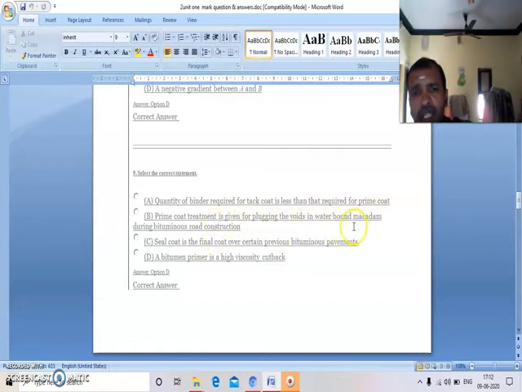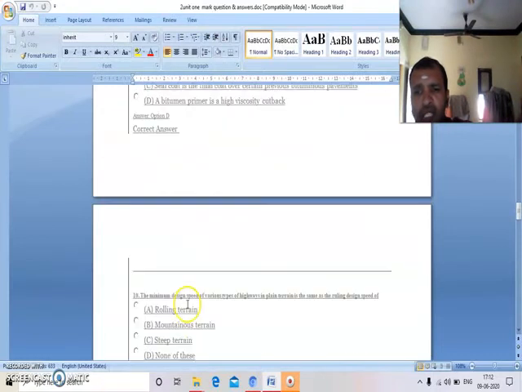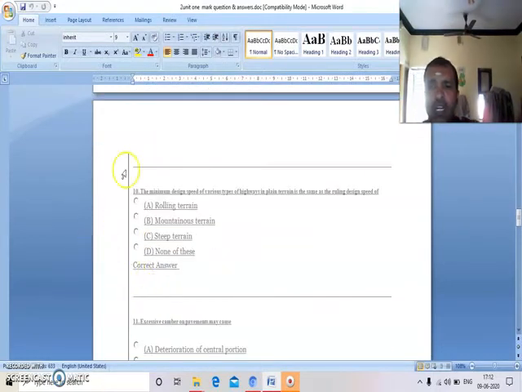Now we have to go for the next one. Traffic rotary is justified where the number of intersecting roads is between 4 and 7, space is limited and costly, when the traffic volume is less than 500 vehicles per hour, when the traffic volume is more than 5,000 vehicles per hour. A is the correct answer. Number of intersecting roads is between 4 and 7.